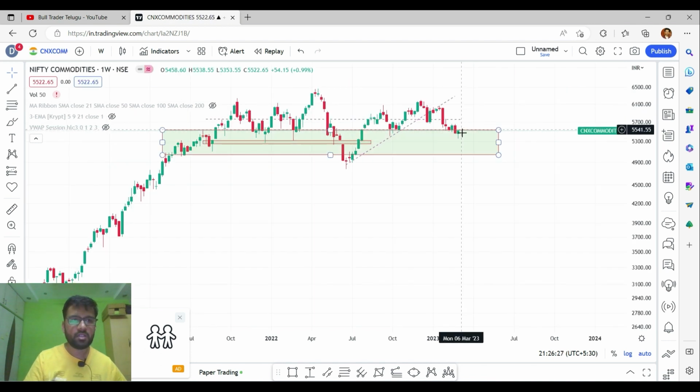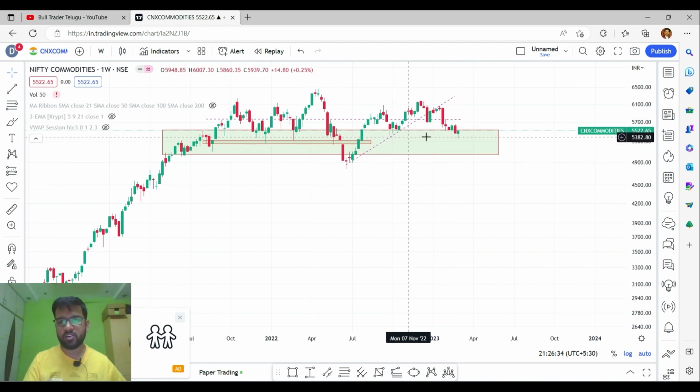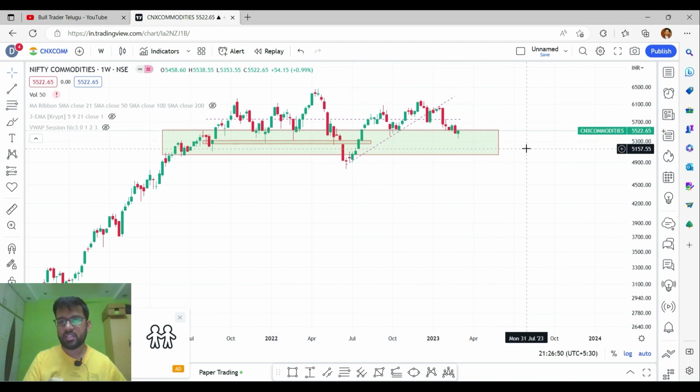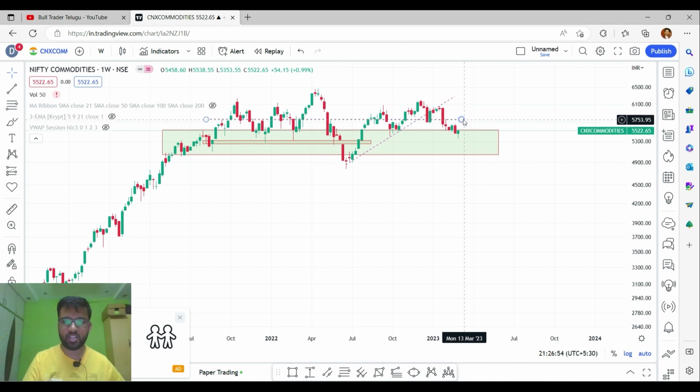And coming to the Nifty Commodities, similar to the Nifty Metal, this Nifty Commodities has also taken support at its previous support zone, and it has formed a hammer pattern. If we combine these two candles, it will be a bullish harami candlestick pattern. So this week, the market has to close above the 5,534 level within the first day itself. Then we can expect a good rally up to the 5,753 level in the Nifty Commodities.